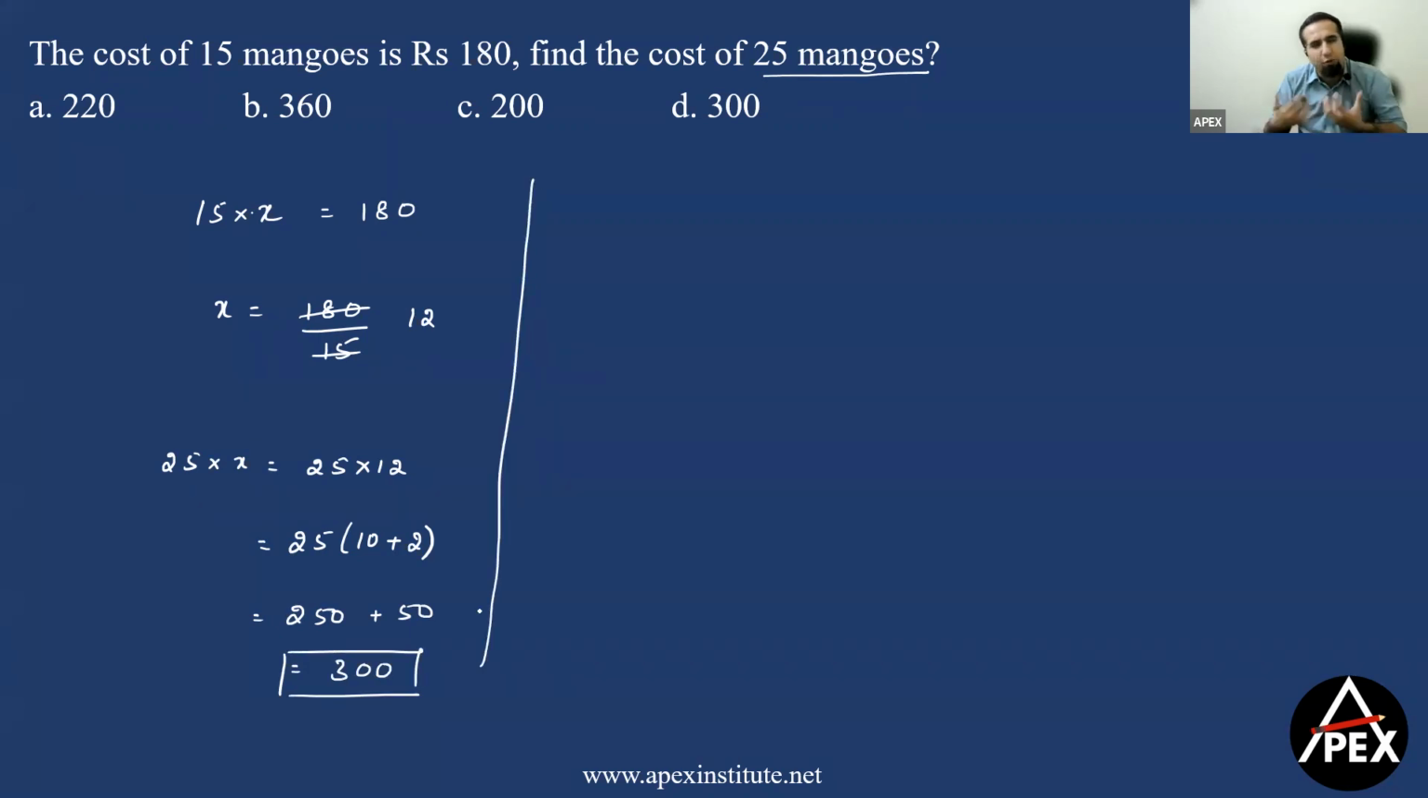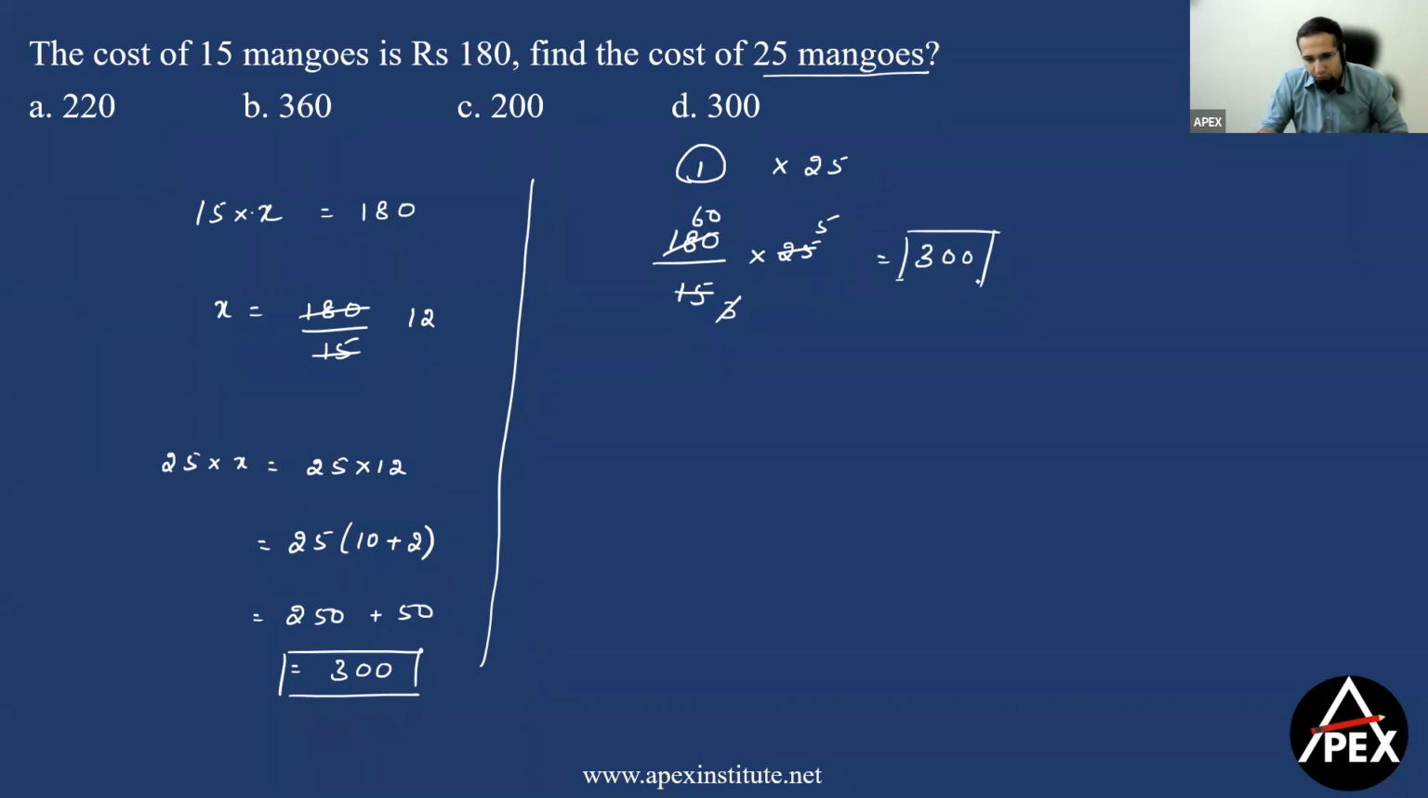Now what is the quantitative aptitude approach? The cost of one mango is the total cost given divided by the number of mangoes, and I am not calculating here. And I want the cost of 25 mangoes. So 1 into 25 becomes the cost of 25 mangoes. So therefore this into 25 will be your answer. Clear? Now simplify your calculation. 5 threes are 15, 5 fives are 25, 3 ones are 3, 3 60s are 180. So 60 into 5 will give you 300 as the total value.